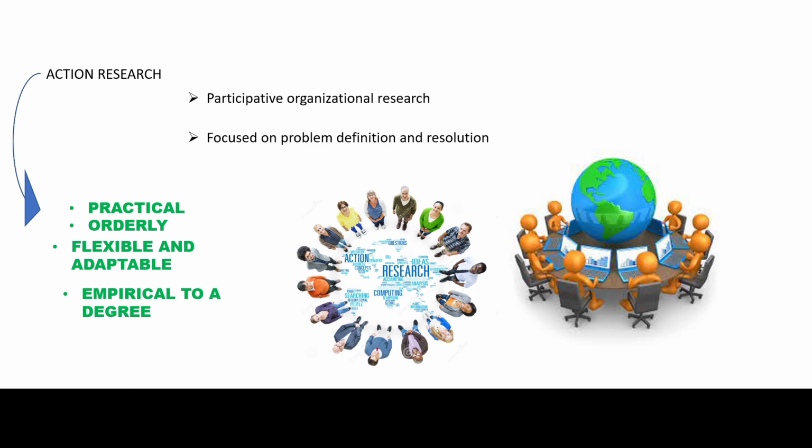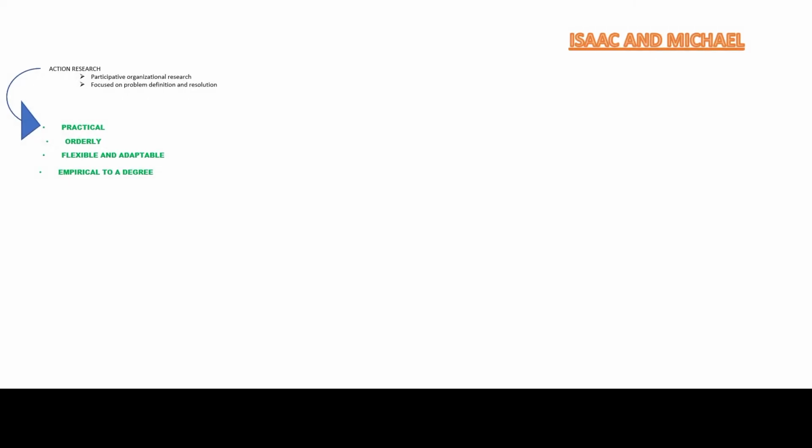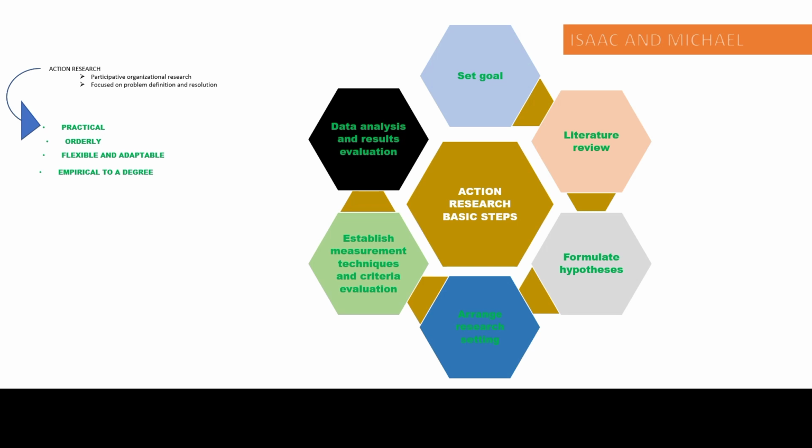Isaac and Michael identified the following basic steps in action research. First, defining the problem or setting the goal. Second, reviewing the literature. Third, formulating testable hypotheses. Fourth, arranging the research setting. Fifth, establishing measurement techniques and evaluation criteria. Lastly, analyzing the data and evaluating the results.